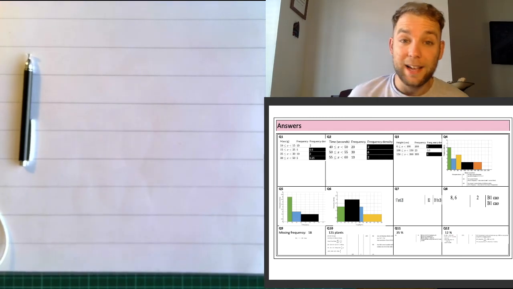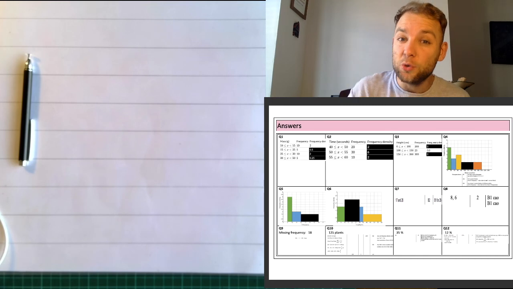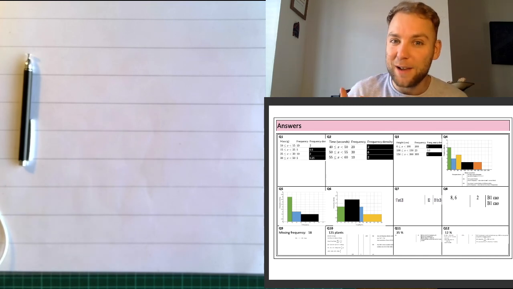So that was quite a tricky lesson there, especially towards the end when you've got to work out the frequency density. It does get difficult. But remember, the only way to learn maths is to do it.